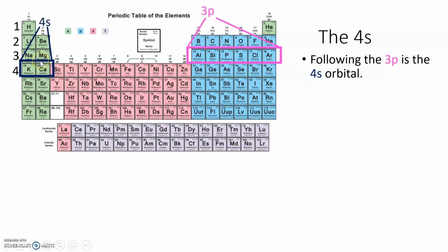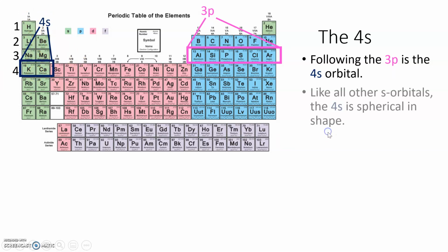And we start, just like with every other energy level, with the s orbital, the 4s. Just like all other s orbitals, it is spherical in shape. It's just going to be a little bit larger. It's going to surround the 3s, which surrounds the 2s, which surrounds the 1s.